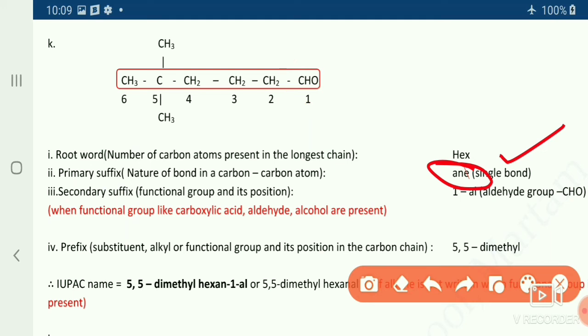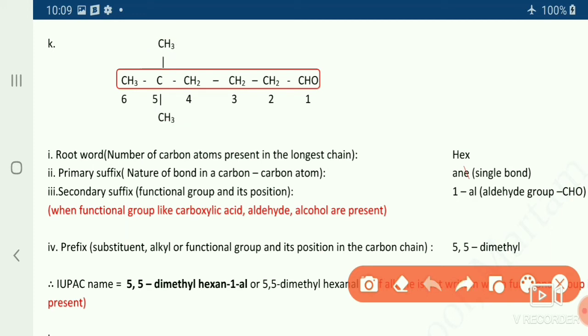Clear? So which functional group is this? CHO is the aldehyde group. And what is the symbol for aldehyde? Symbol for aldehyde is al. Okay, and position is 1. So 1 is the secondary suffix. Clear? Okay, then lastly we go with the branch. There are 2 branches here, 1 here, 1 here. What is the position? 5 for this one also, 5 for this one also.